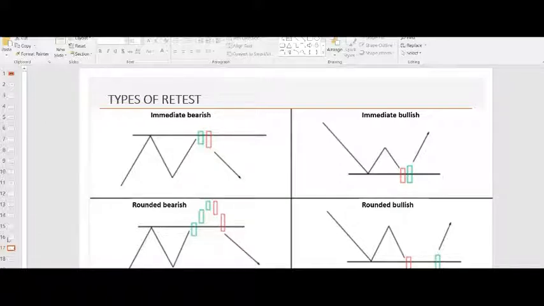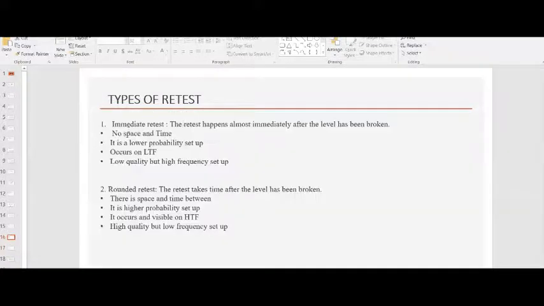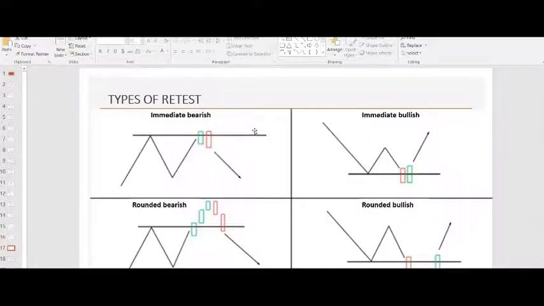Okay, so we're talking about retest. We know what a retest is, and from who I learned it from, we have two retests: the immediate retest, they happen immediately, that's what it means, and the rounded retest.